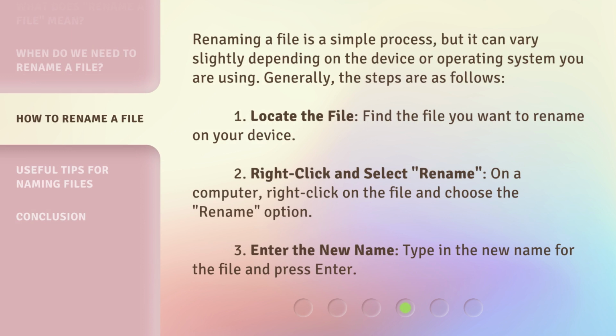Renaming a file is a simple process, but it can vary slightly depending on the device or operating system you are using. Generally, the steps are as follows. 1. Locate the file. Find the file you want to rename on your device. 2. Right-click and select Rename on a computer. Right-click on the file and choose the Rename option. 3. Enter the new name. Type in the new name for the file and press Enter.